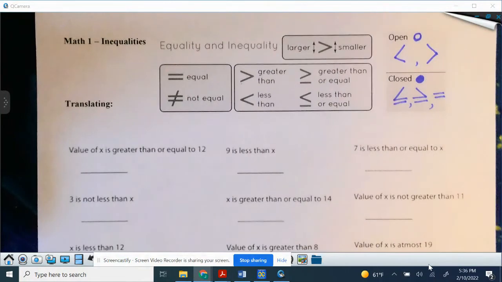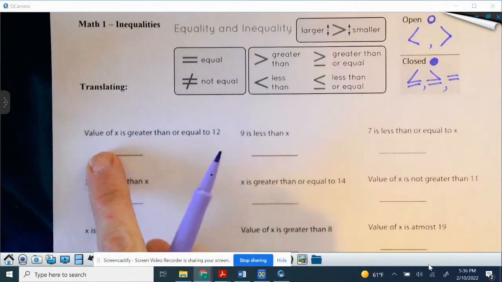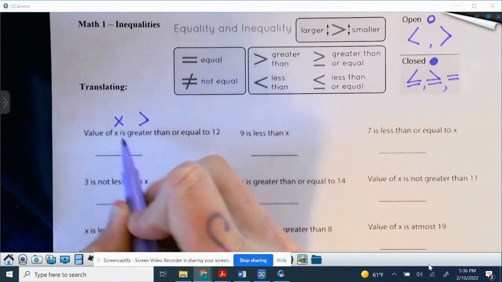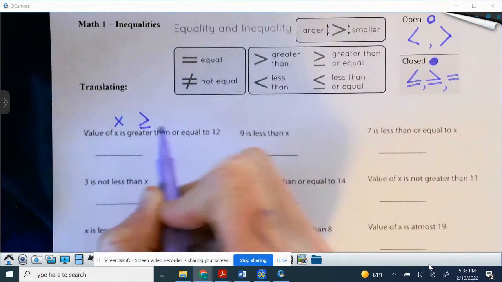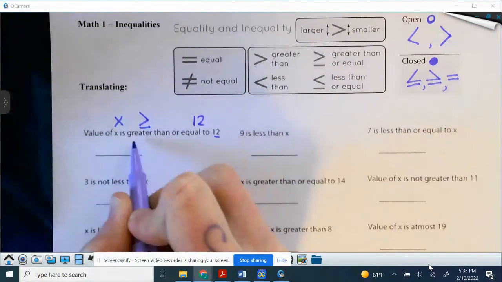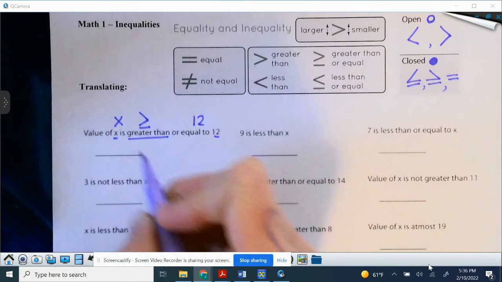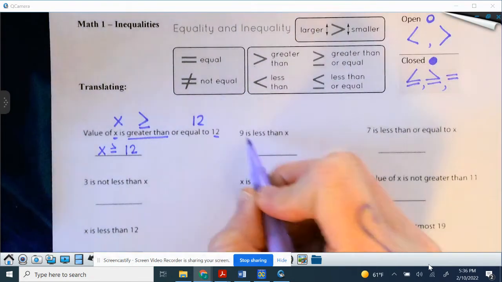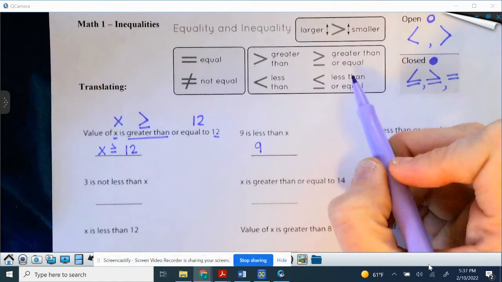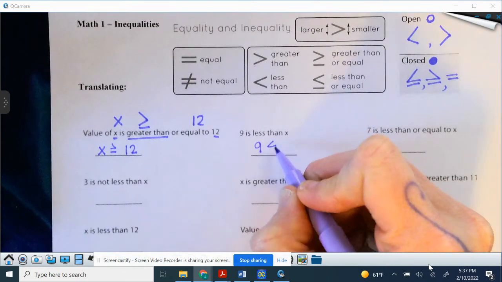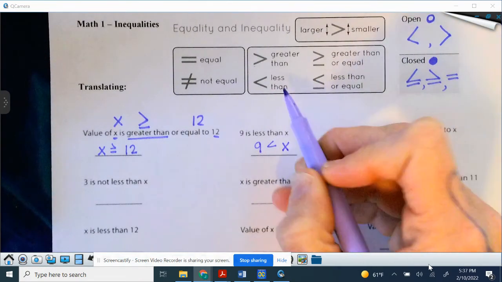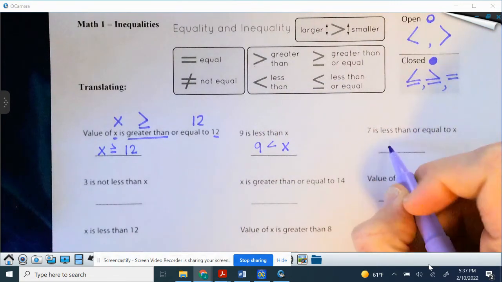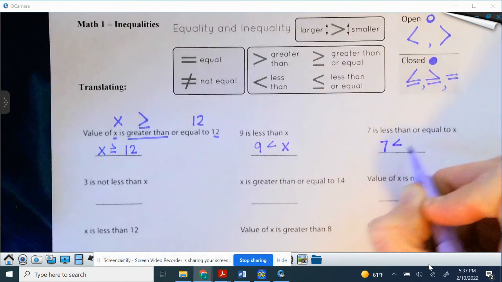We're going to start with words first. So the value of x is greater than or equal to 12. If we're reading it, we see exactly what we need to put. So x is greater than or equal to 12. 9 is less than x, and less than is this one up here, not the equal to one. So sorry, less than right here. So 9 is less than x. 7 is less than or equal to x.